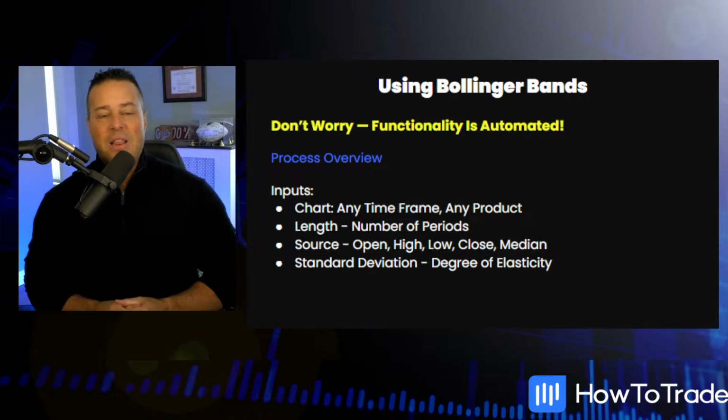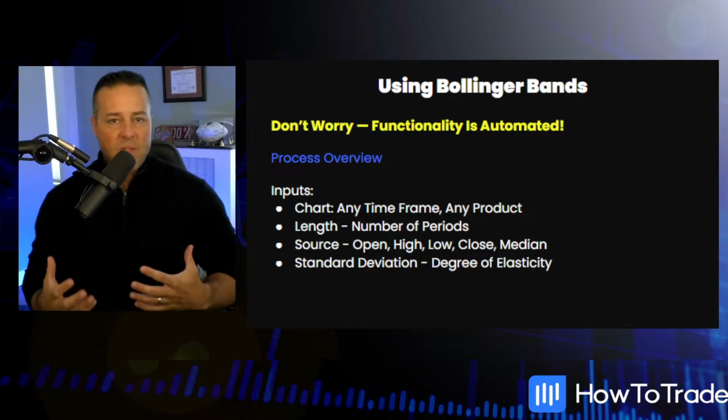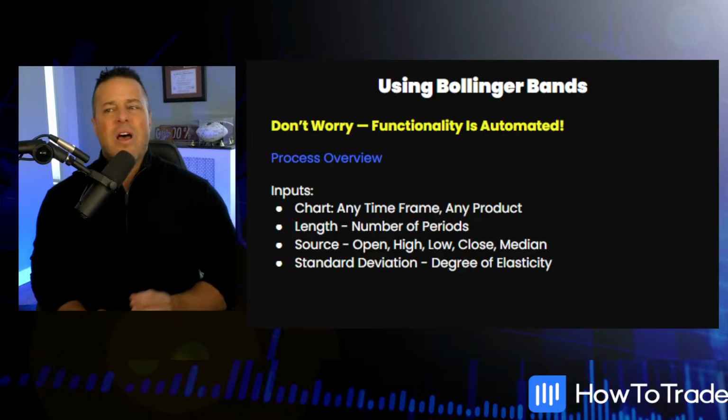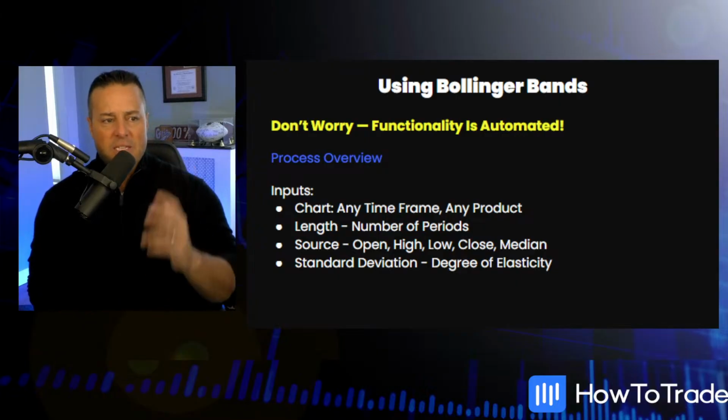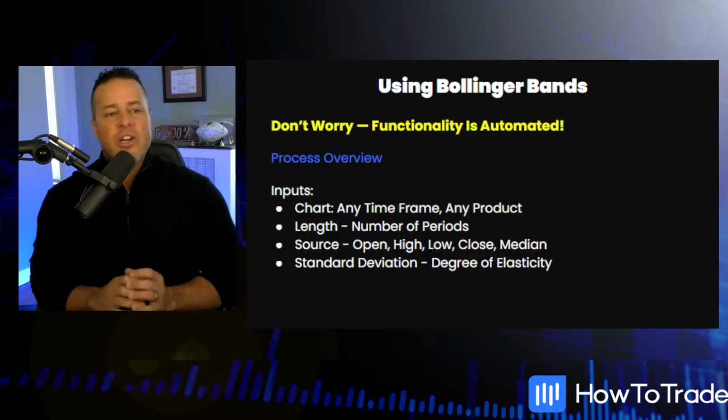Source: open, high, low, close, medium. That's going to be key for us as well. We want to understand exactly which price points we're using in our Bollinger Band calculation, and that's going to be the source. Standard deviation, a degree of elasticity.